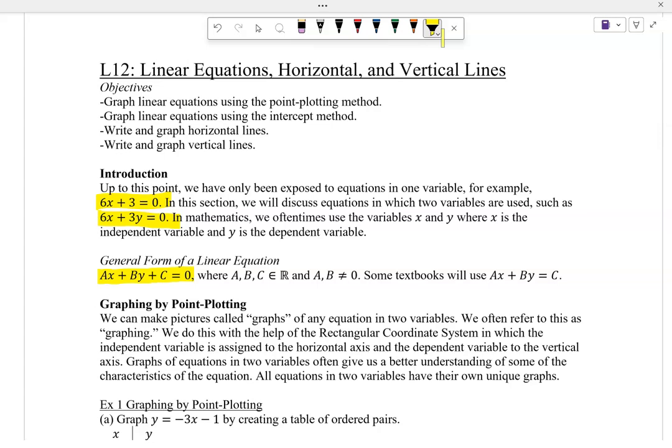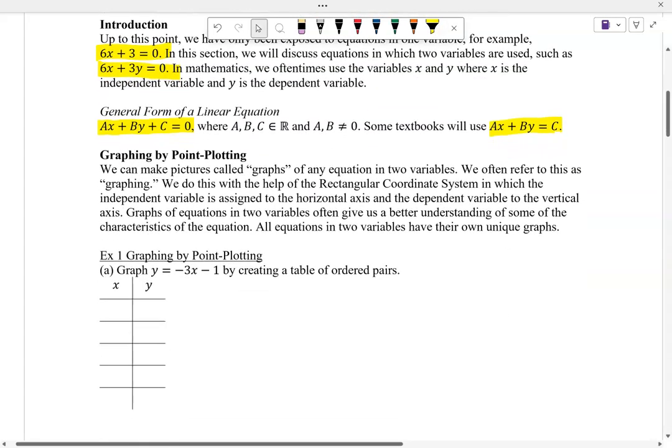Now, some textbooks will actually put the c on the other side instead of 0, so they'll put it in that form for your general form for a linear equation, ax plus by equals c. Notice the power of x is 1 and the power of y is 1, okay? So what we're going to do first is we're going to graph this.